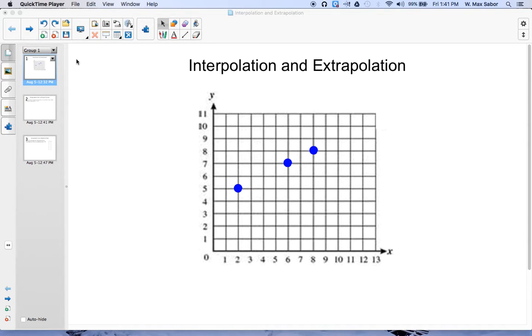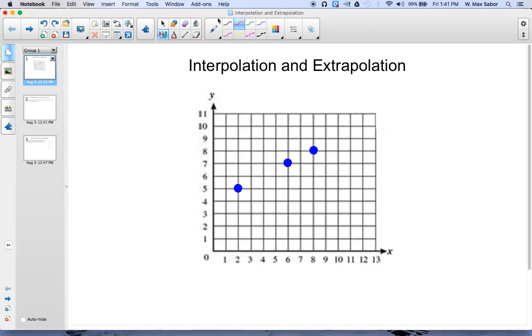Hi guys, today we're going to talk about the difference between interpolation and extrapolation and how to do both of these. They're almost identical processes. The difference between the words interpolate and extrapolate is those prefixes. Hopefully you've seen this before, inter means between, and extra means outside.